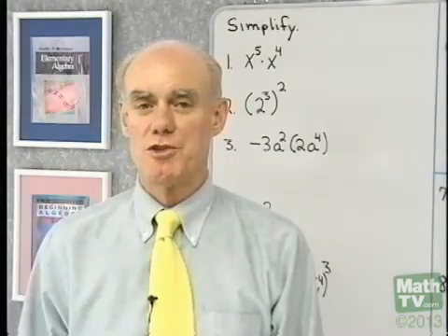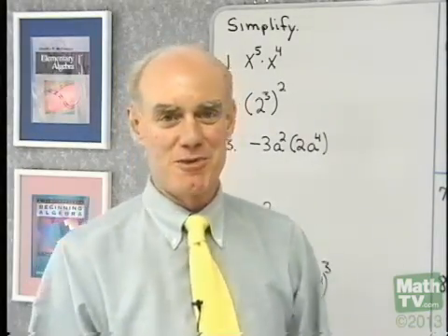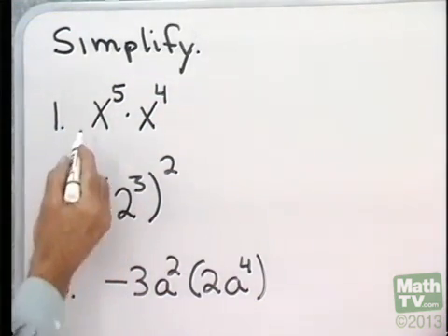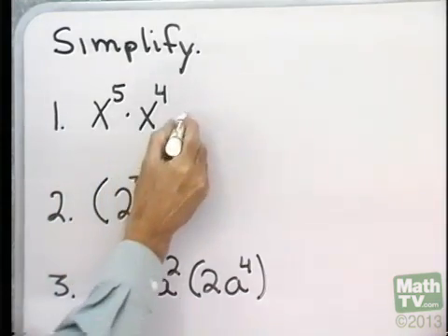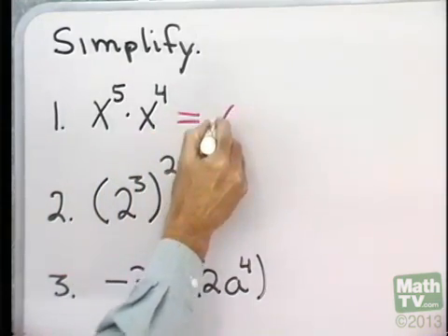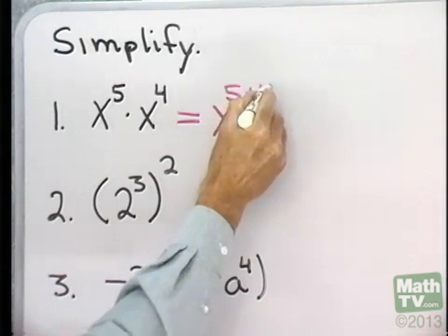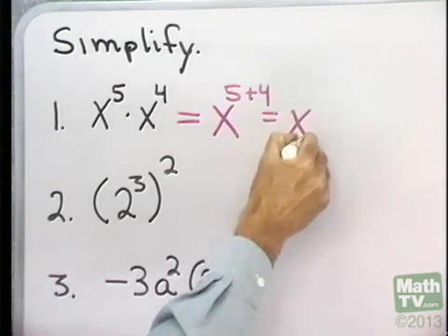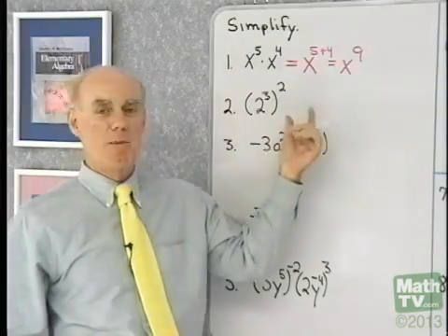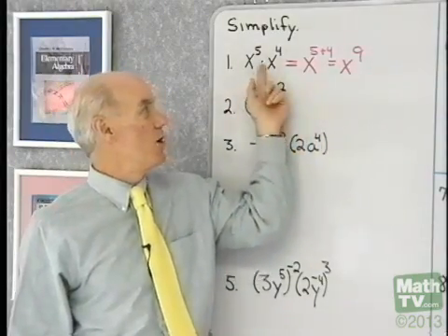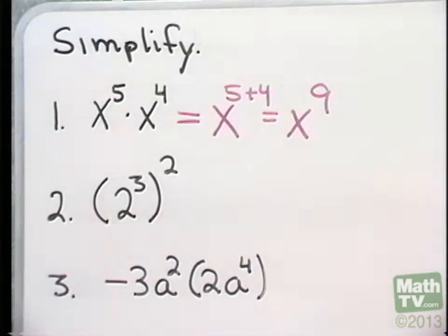In this section, we want to use our properties of exponents to simplify some expressions. Here's our first problem. I have x to the fifth times x to the fourth. It's multiplication with the same base, so I know from my properties of exponents that I need to add exponents, 5 plus 4. And so I have my same base x raised to the ninth power. So that's our first property of exponents that tells us that when we multiply with the same base, we always add exponents. Here's our next problem.